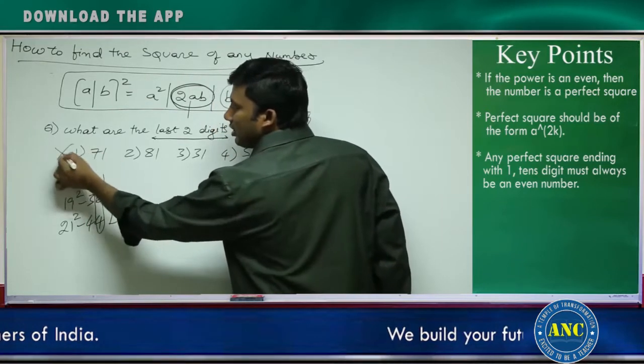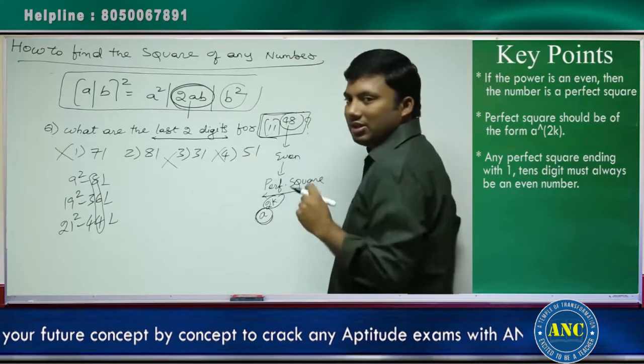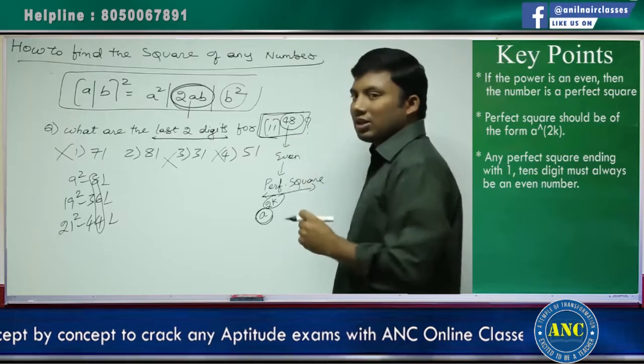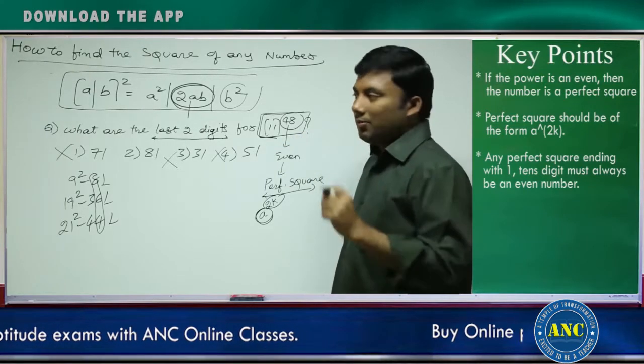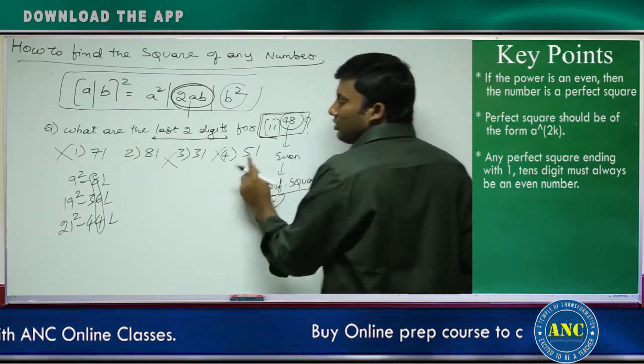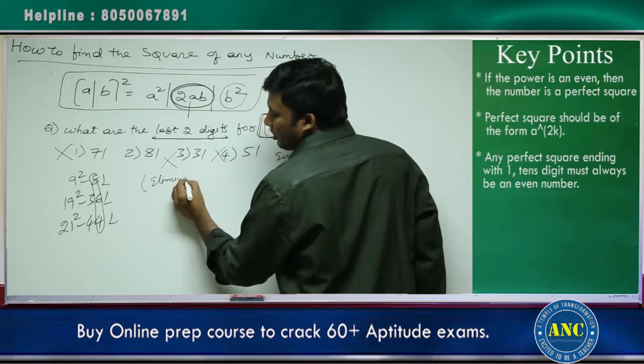What is the tens digit? Odd. Tens digit? Odd. Tens digit? Odd. That means, by knowing the previous concept, you can eliminate some incorrect answer options. Please remember, the method which I used right now is nothing but eliminating answer options.